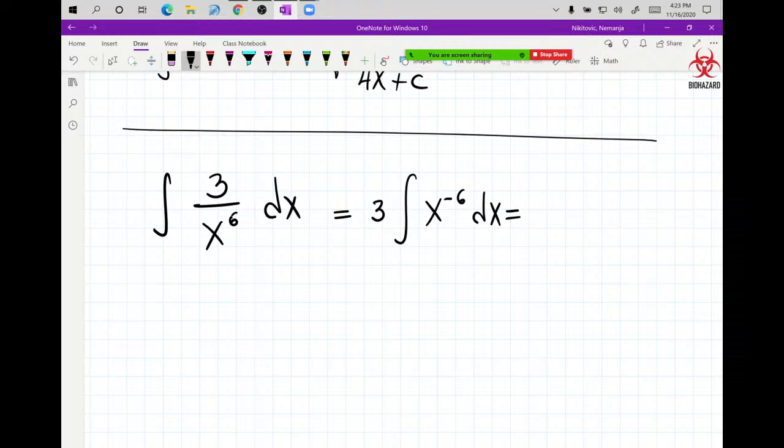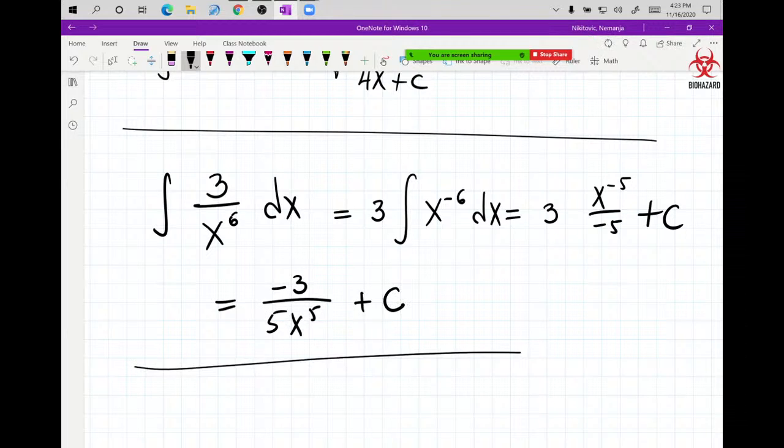So what do you have? You have 3 x to the minus 5 over minus 5 plus c, and when you work all of these out, negative 3 over 5x to the 5 plus c. So I hope this makes some sense to you.